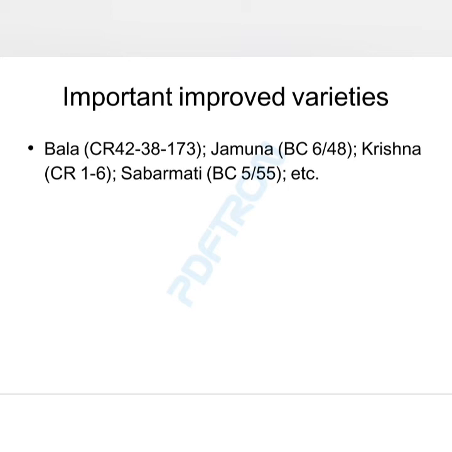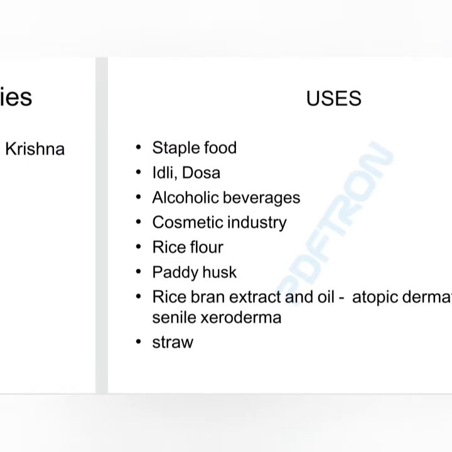But here I'm just giving you a few examples, such as Bala, then Jamuna, Krishna, Sabarmati. You just have to remember the names of a few of these improved, high yielding varieties of rice. I will give that later, but here just remember that there are many improved varieties of rice which are grown in different states of India.